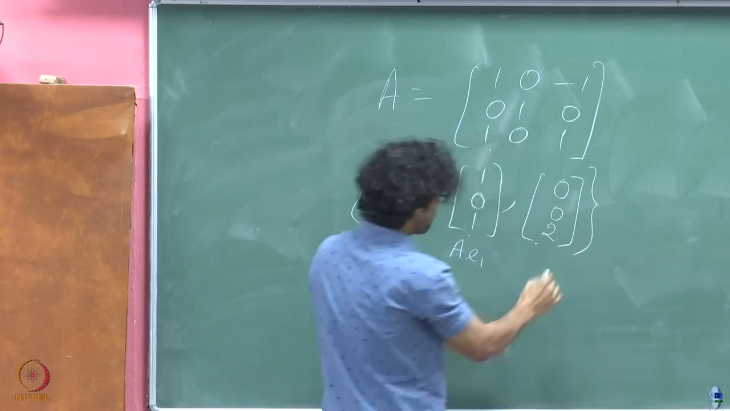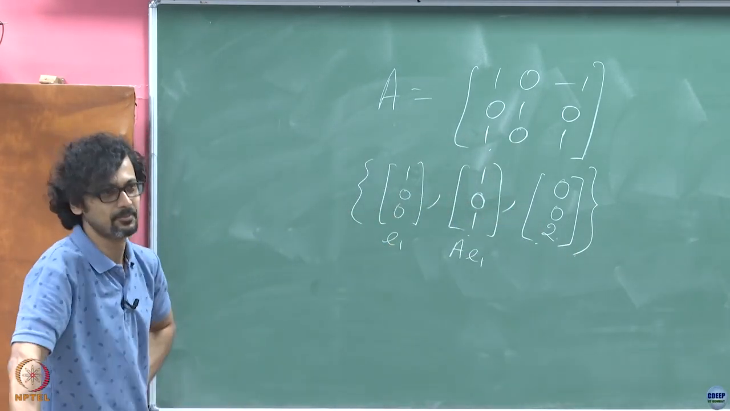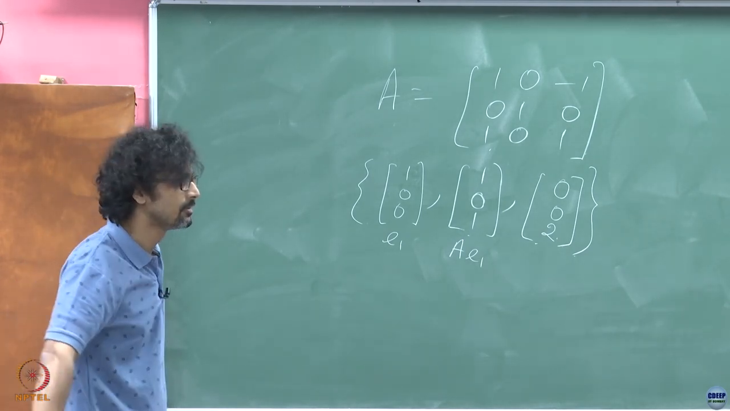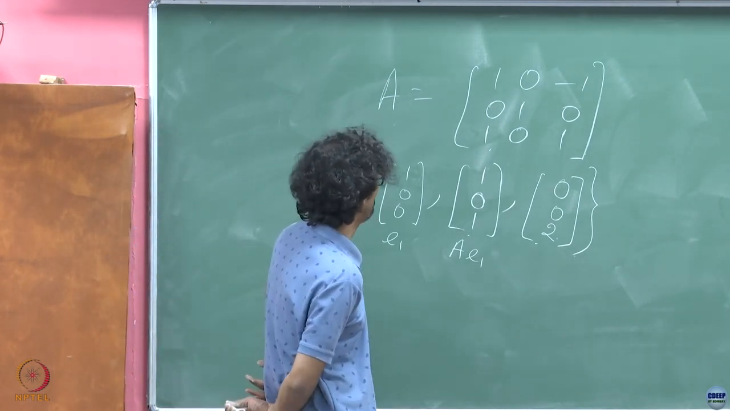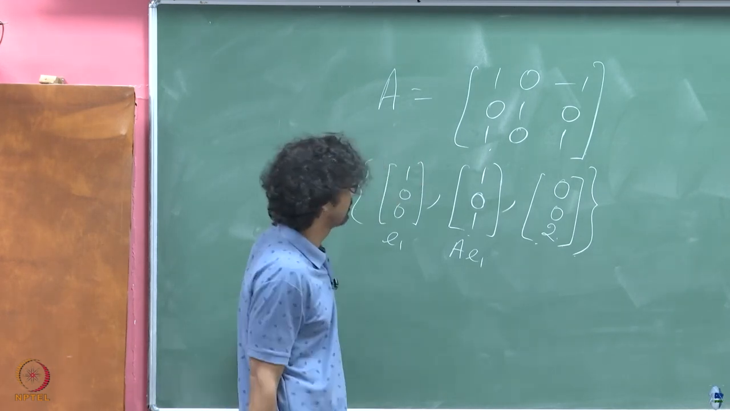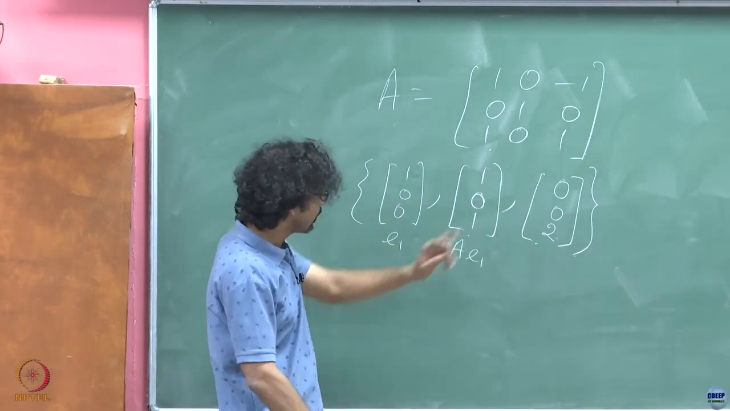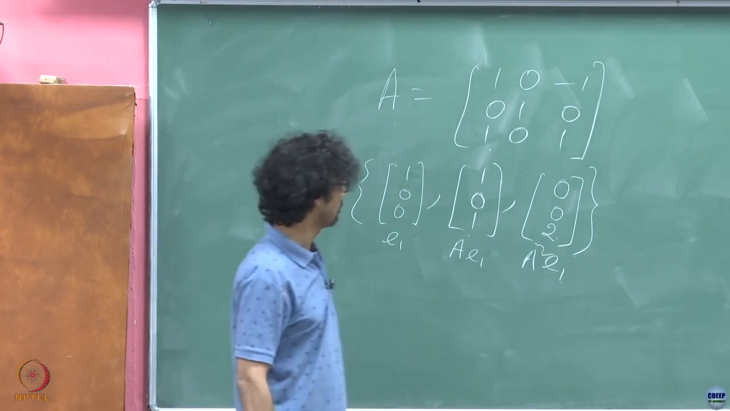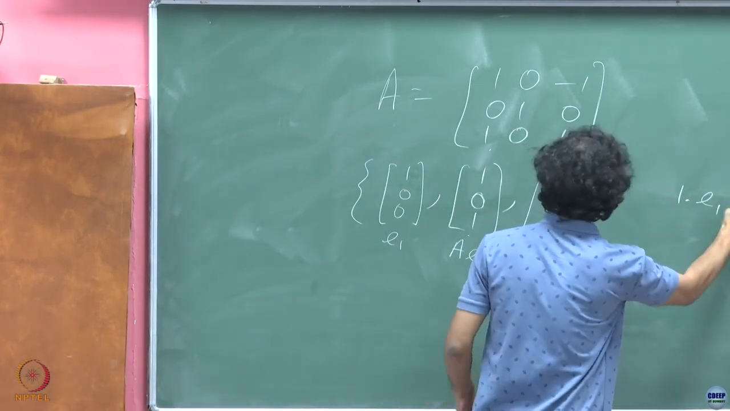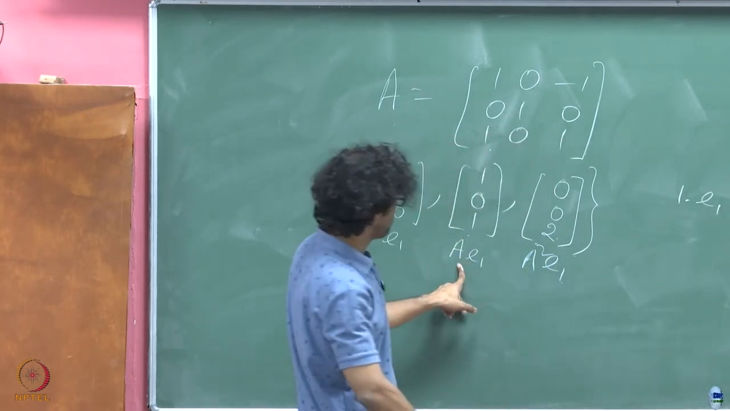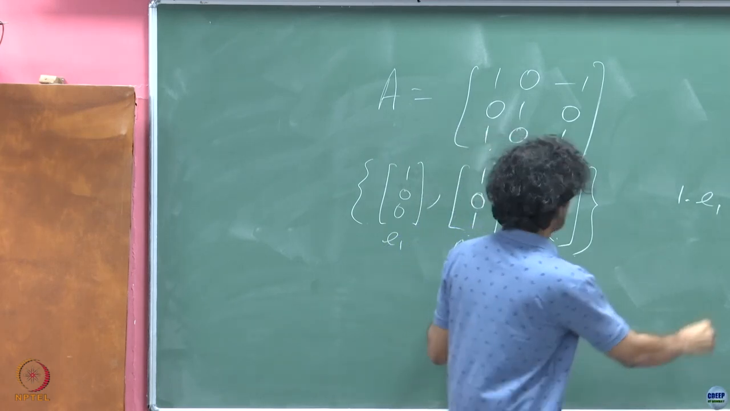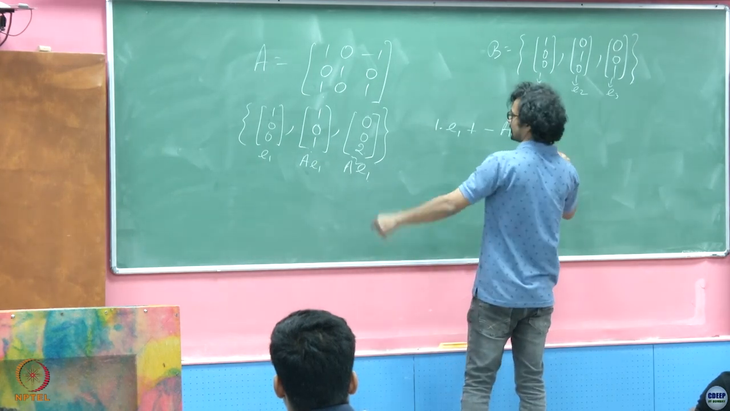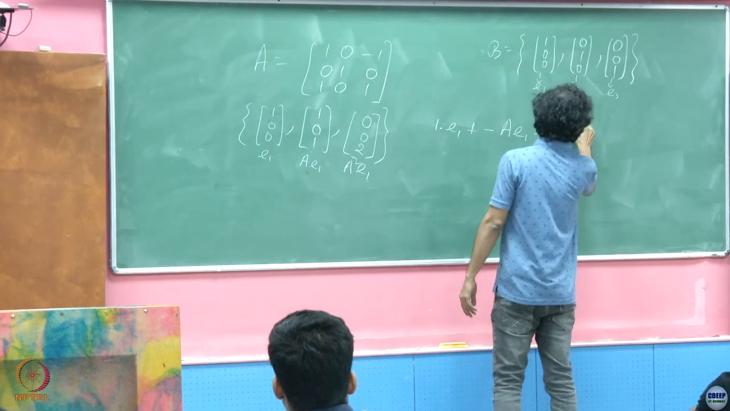Is it still linearly independent? I'm putting the bracket, so I'm just telling you it's not. Can you check whether this is linearly independent? In order to prove that it's not, what is the linear combination that nullifies this? So 1 times E1, minus A E1, plus half A squared E1.